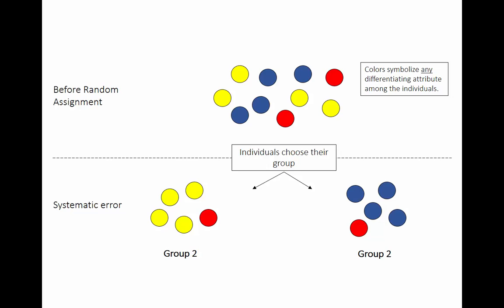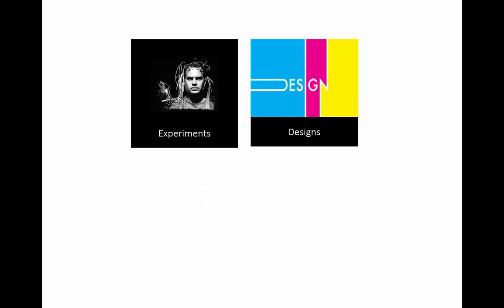The solution to that, and that's something we come back to, is the double-blind experiment, where neither you know nor I know who is in the random or the treatment group and who's in the control group. But before we get to that, let's talk about experimental designs.